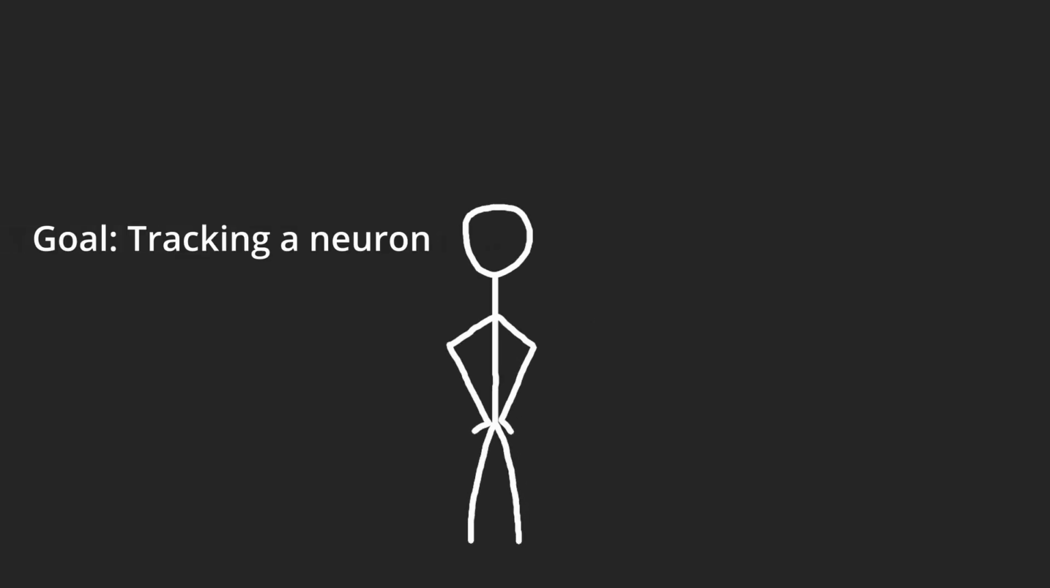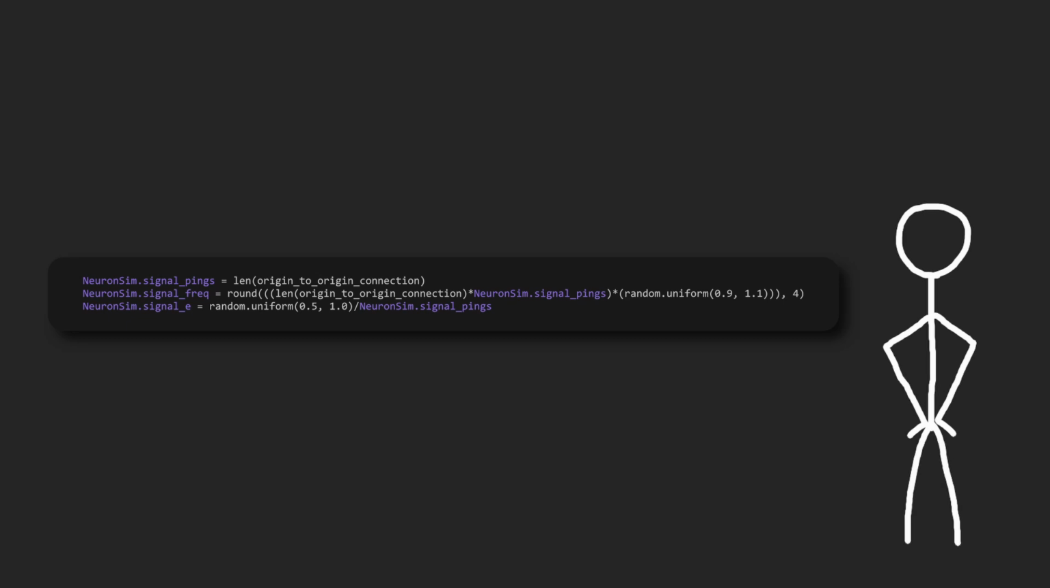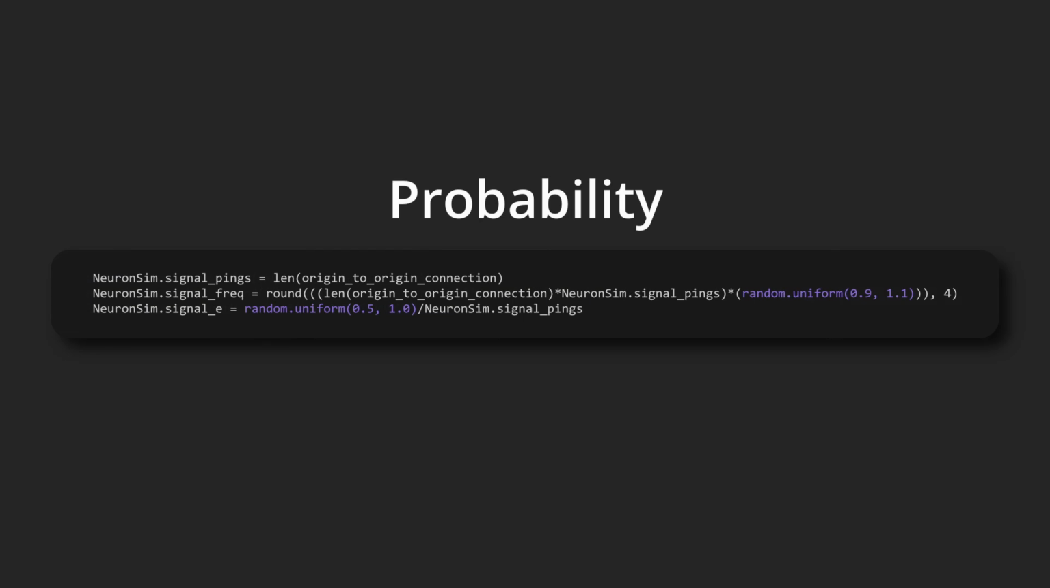Moving on to the signals. The goal is to track a single neuron and to observe which properties of the signals change when contact points are established. There will be the ping, frequency and the impulse energy property. Based on the number of pings, or basically terminals, the frequency and pulse is derived from it. I will implement probability so that external influences can be recreated.